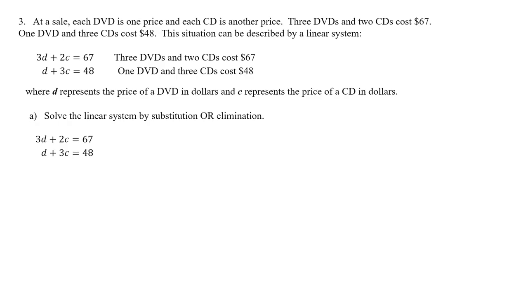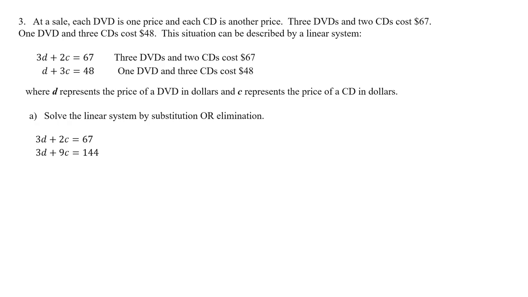So we've stacked our two equations. 3D plus 2C equals 67. D plus 3C equals 48. It makes sense to multiply the second equation by 3. So we'll take that D plus 3C equals 48. We'll multiply it by 3. And that will give us 3D plus 9C equals 144.